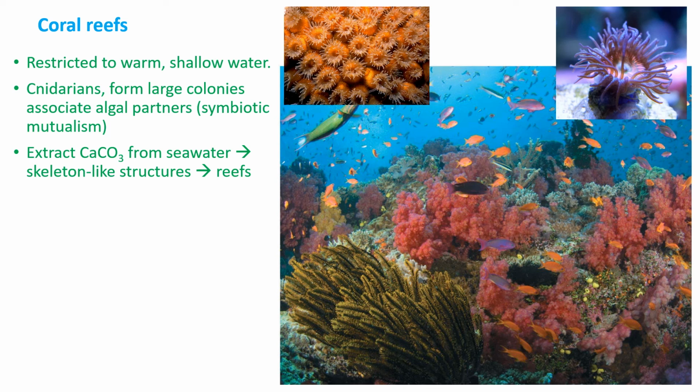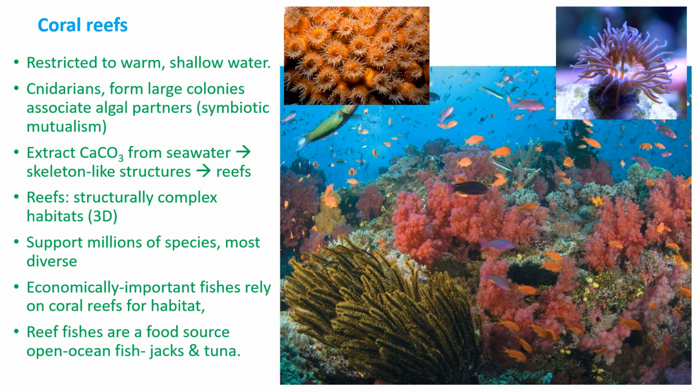And so what do coral reefs do? Well, they actually extract calcium carbonate from seawater and build up a three-dimensional skeleton-like structure. That's what you call a coral reef. And because of the overall three-dimensional complexity of the reefs, it does support and recruit millions of other marine species, and thus becomes one of the most diverse habitats. And there are a variety of economically important fish spending at least a part of their life cycle in coral reefs.